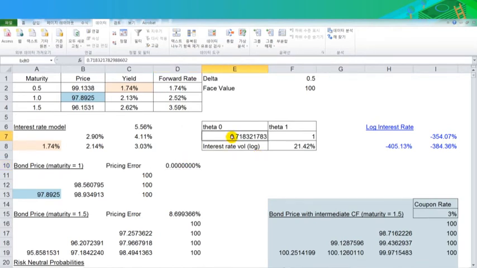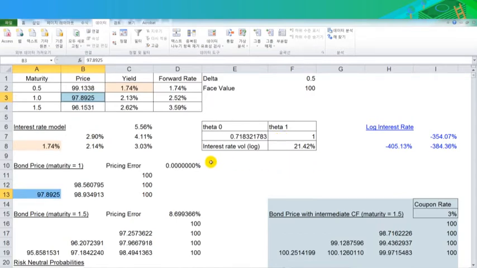Okay, as we expected, previously our model bond price was too low, which means that we have to lower future interest rate. In order to lower future interest rate, we have to lower theta naught. And indeed, theta naught is decreased from 1 to around 0.72. In this case now, the interest rate model about this part and these two, they are all consistent to each other.